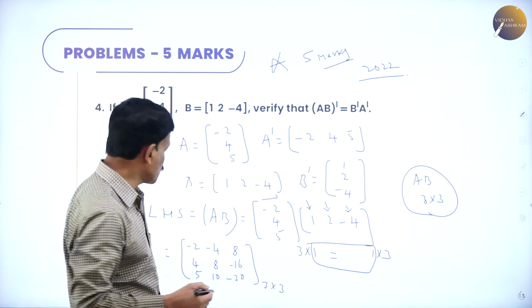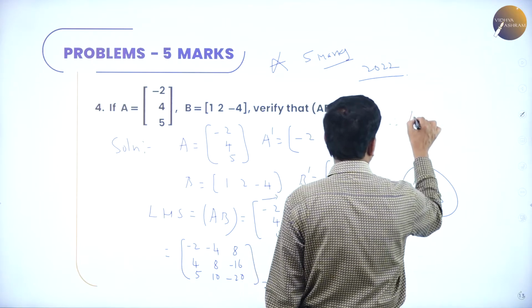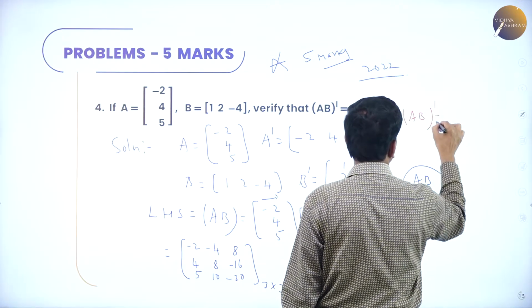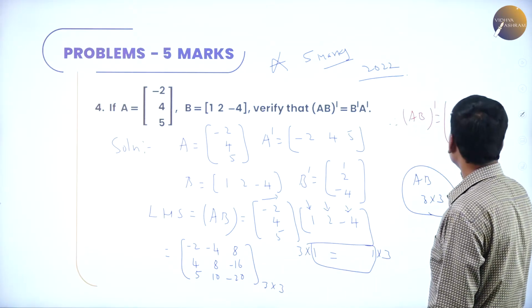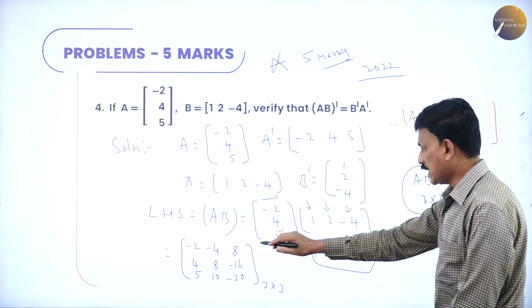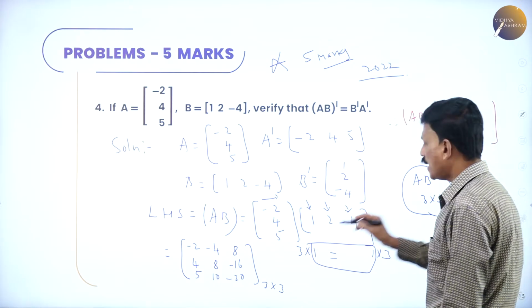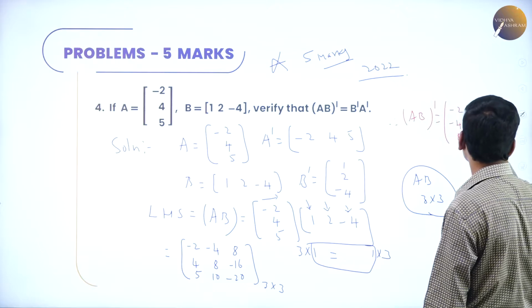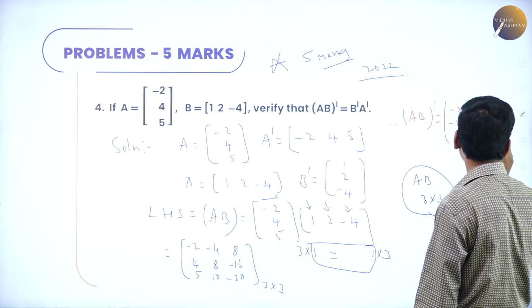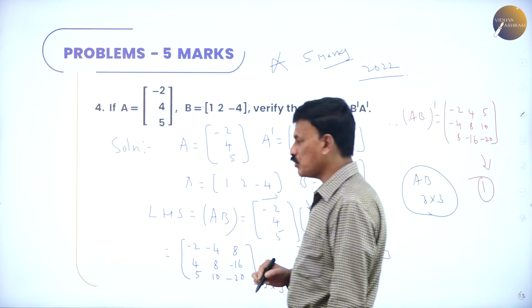Now, let us transpose this. The transpose of this, I will write here as AB whole dash. If you transpose this, what will you get? Minus 2, minus 4 and 5. First row becomes first column. Second row, 4, 8 and minus 16. And the third row, 5, 10, minus 20. Let us represent this as equation number 1, AB whole dash.